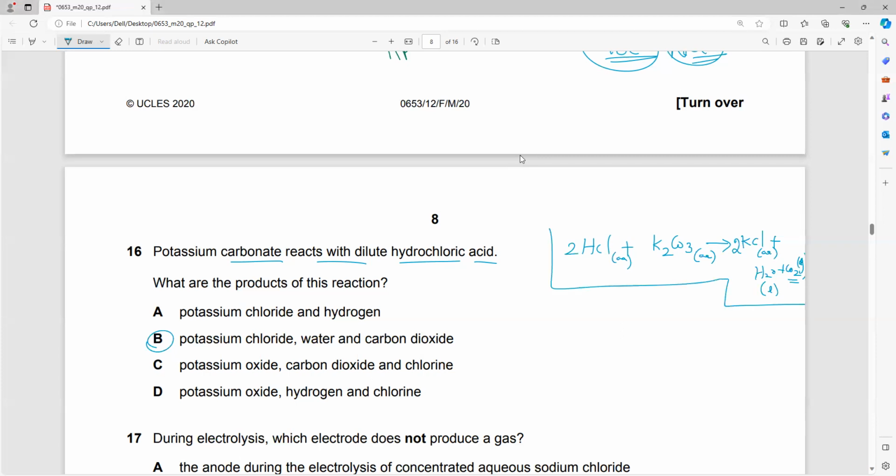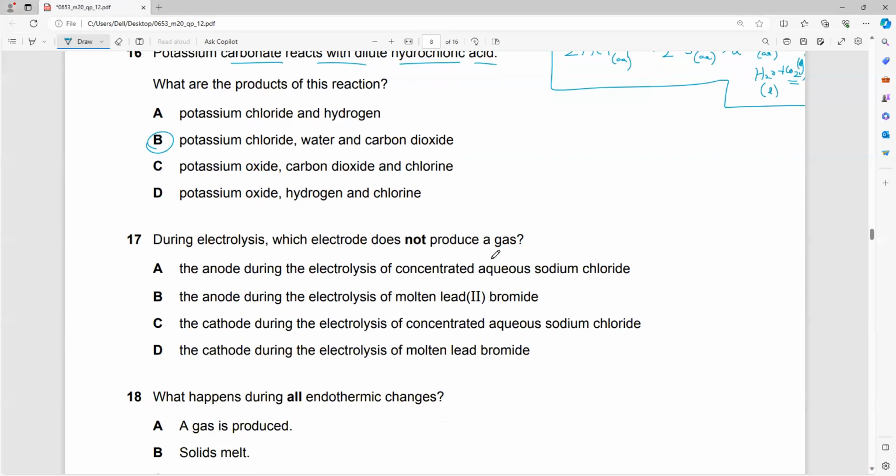Everybody needs to learn this. Metals and non-metals: we all know metal carbonate reacts with acid, and we will get salt plus water plus carbon dioxide. Bicarbonates also give the same answer. Am I right, Hari? Yes, sir.